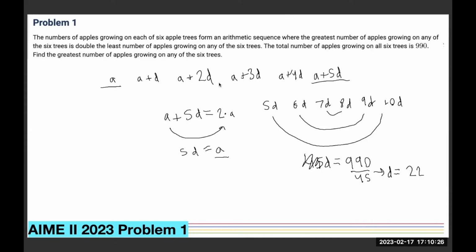So all we have to do is take the greatest number, which we know is 10D, and we substitute in D. So 10 times 22, we know that's 220. That's our answer.